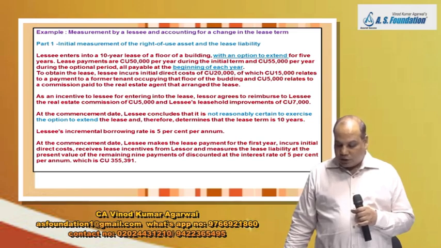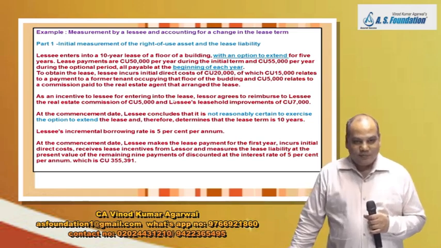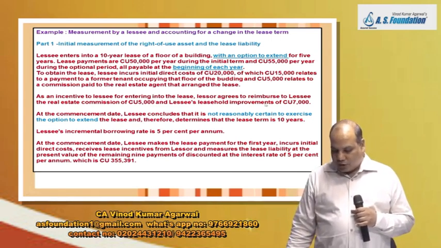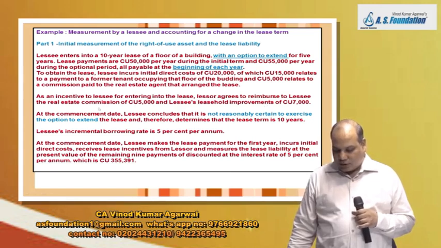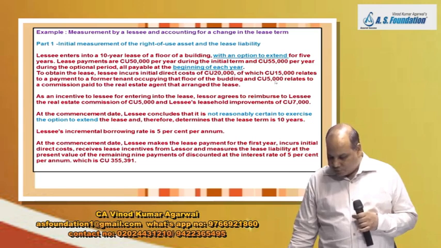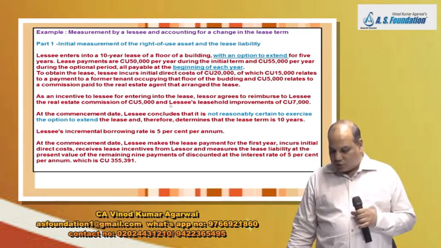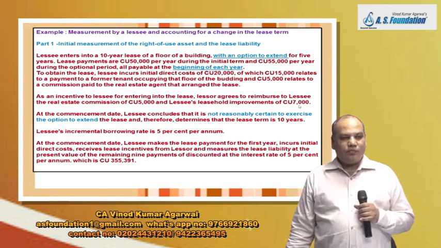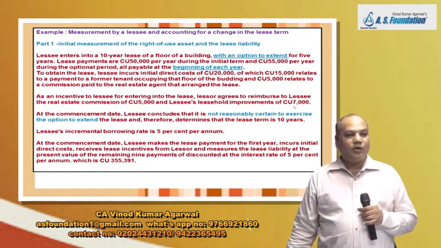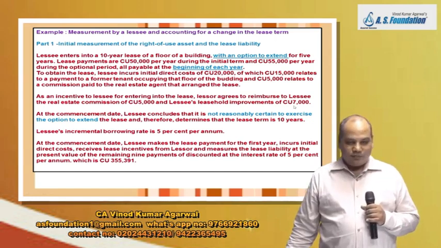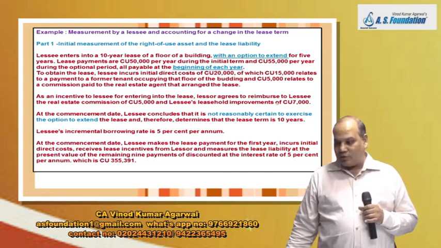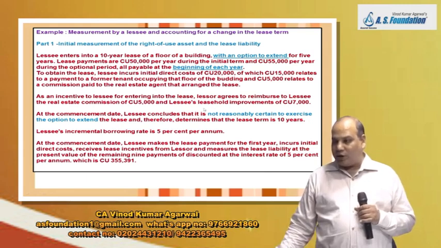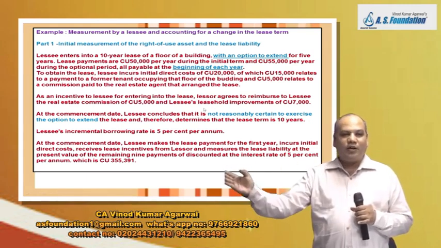As an incentive to the lessee for entering into the lease, one more variable. Lessor agreed to reimburse the lessee the real estate commission of 5,000. So this 5,000 they are reimbursing, and they are also reimbursing the lessee's leasehold improvement of 7,000. Will this be deducted from the right of use asset? Will both be deducted, or only 5,000 be deducted from right of use asset, and 7,000 being related to something other than right of use asset?